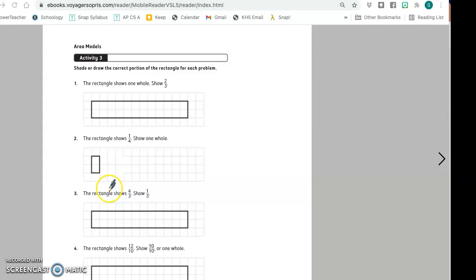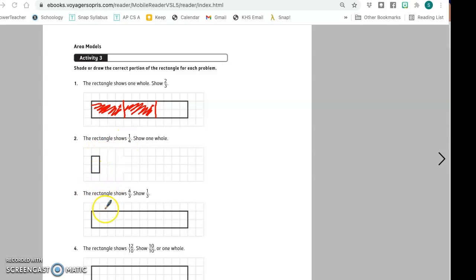All right. Now I have area models, right? Shade or draw the correct portion of the rectangle for each problem. Here they want me to show 2/3. So I know that this whole is split into 3 parts, right? Here are my 3 parts. And shade in 2/3 of it, well, 1/3, 2/3 shaded in.